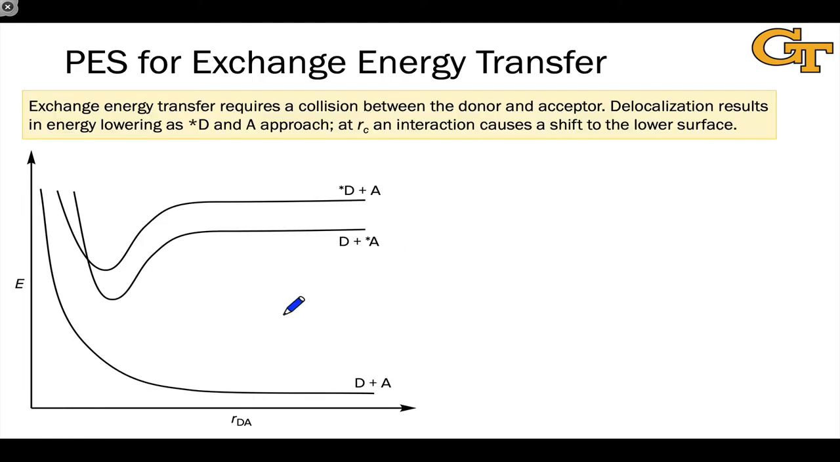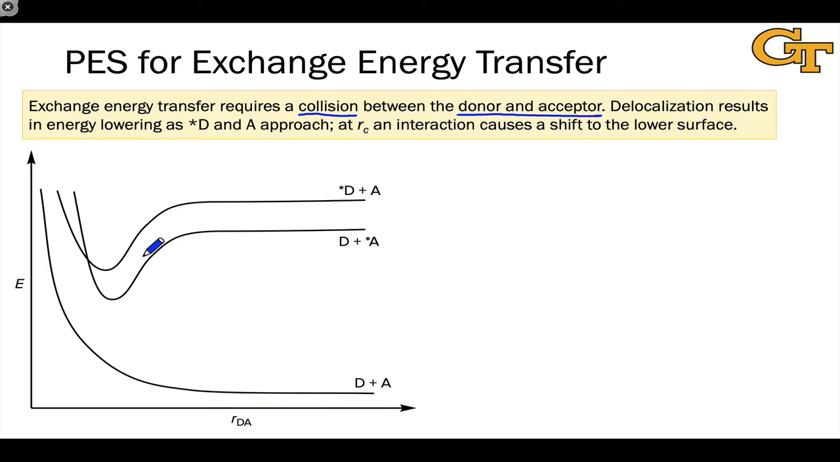Okay, so that fun little electron exchange exercise gave us a sense that we need to move electrons from the donor to the acceptor and vice versa, in order for exchange energy transfer to take place. This means that a collision is required, right? Since electrons have to change hands between the donor and acceptor molecules. And this gives us a sense of what has to happen in a potential energy surface sense.